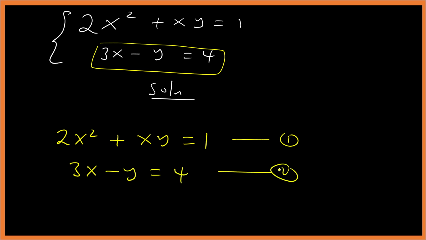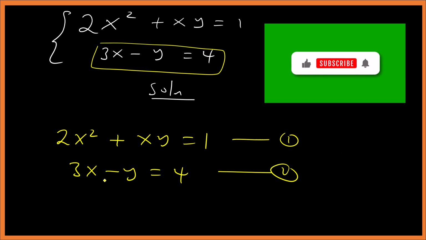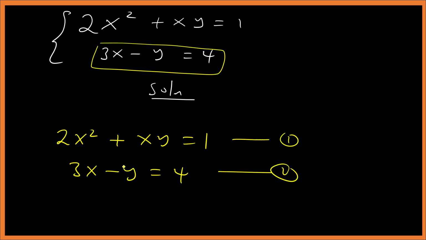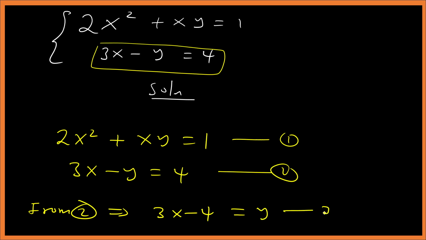Equation 2. Now from here, we can make one of the variables from equation 2 the subject, then put it in equation 1. So we can do the substitution once we make one of the variables the subject. So from equation 2, let's make y the subject. This side will be 3x minus 4 equals y. That will be the third equation.